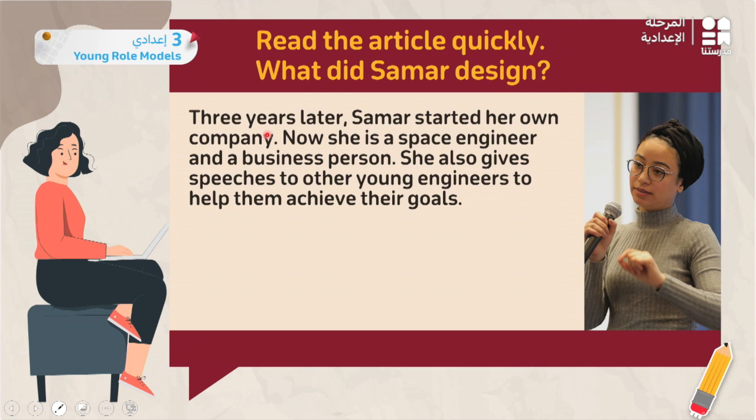Three years later she started her own company. بعد 3 سنين she started her own company. أسست الشركة بتاعتها. She is a space engineer and a business person. هي دلوقتي بقت حاجتين. هي مهندسة فضاء وكمان business person سيدة أعمال because she has her own company. عندها الشركة بتاعتها. She also gives speeches to other young engineers to help them achieve their goals. Give speech يعني بلقي خطبة أو محاضرة to young engineers المهندسين to help them achieve their goals عشان تساعدهم إنهم يحققوا أهدافهم. طيب goal اللي هو الهدف, my target, and the verb that I use with goal is achieve my goal أحقق هدفي.